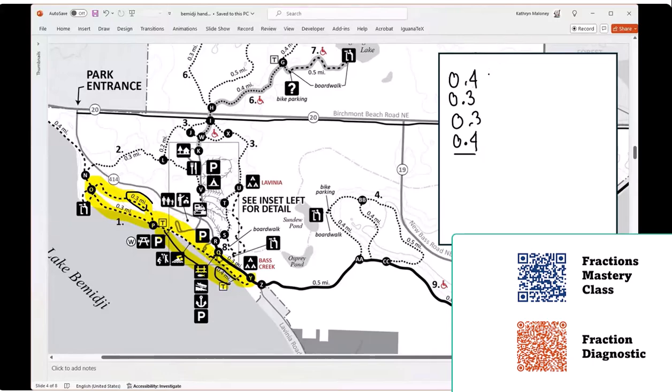So let's start adding. 4 plus 3 is 7. Plus 3 is 10. Plus 4 is 14. We're going to have a 4 here. Bring down our decimal. Put a 1. 1 plus 0 plus 0 plus 0 plus 0 is 1. So we actually walked 1.4 miles. Hopefully you're getting this. Does anybody have any questions? I don't see anything.